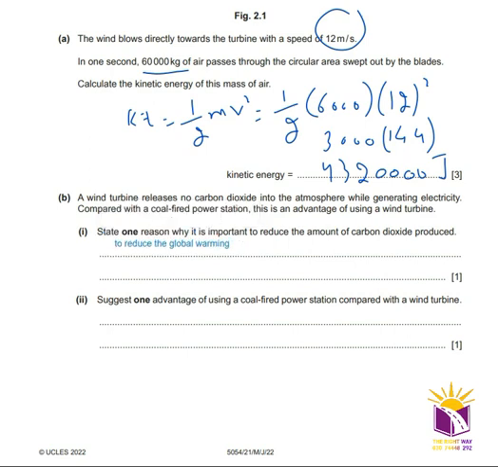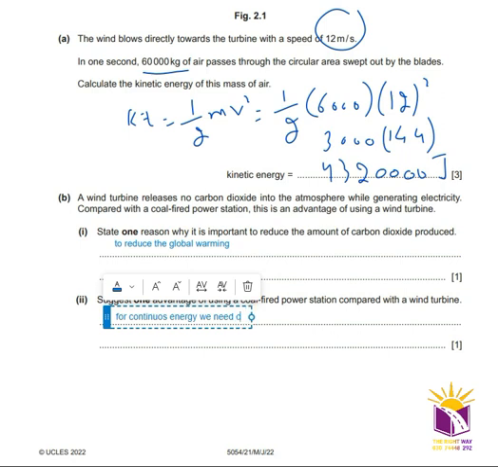Okay. So, just one advantage of using a coal-fired power station compared with a wind turbine. We know that wind is not always blowing. That's why our wind turbine will not work continuously. For continuous energy, we need continuous wind. That is not possible.